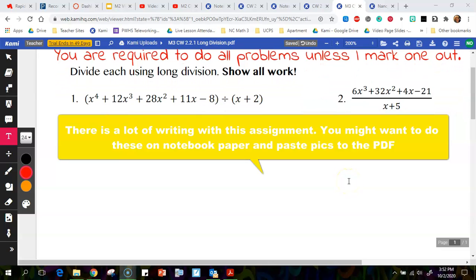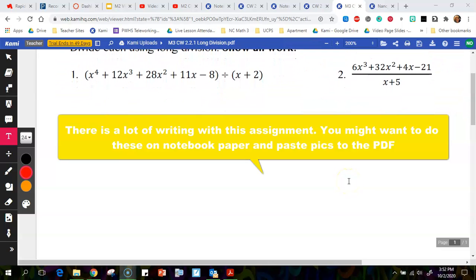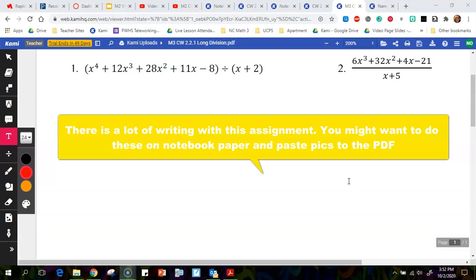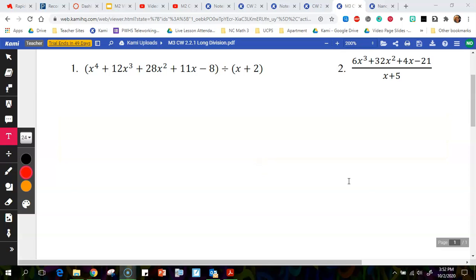Takes a lot of space, unfortunately. And we have a few problems to do here. This goes with your notes 221 on long division. And remember that you have a test next Monday.